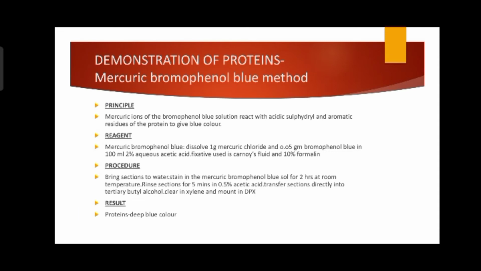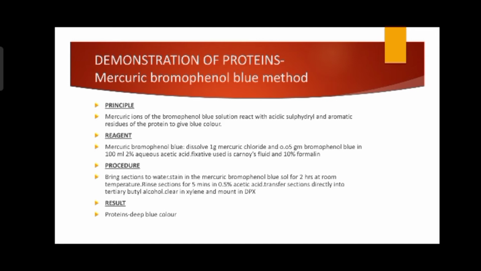So next is the demonstration of proteins. For this we use the mercuric bromophenol blue method. This bromophenol blue indicator is a phenolphthalein anionic dye that binds to protein under neutral to acidic conditions. So this bromophenol blue method determines the protein level in samples, especially in solubilized cultured cells and cell membrane proteins.